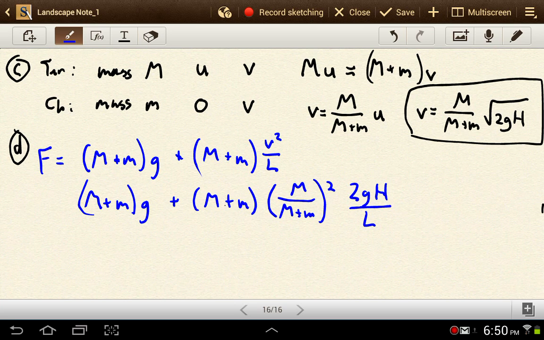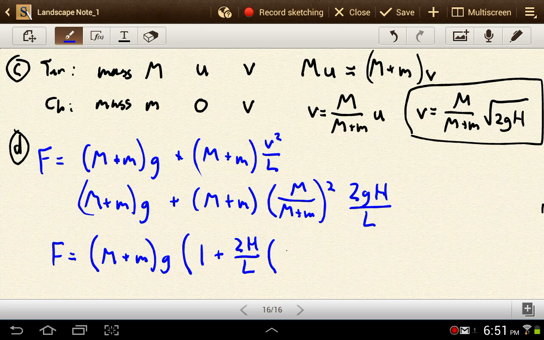I mean, you could also cancel this big M plus little m with this big M plus little m, but I don't know if that's going to really make it any better. So I'm just going to settle for the prettier of two ugly things. Big M plus little m plus G, and then 1, so that's where this left term goes, plus big M little mg. Yeah, so 2h over L times big M over big M plus little m, all squared, close parentheses. Ugly, but there you go.